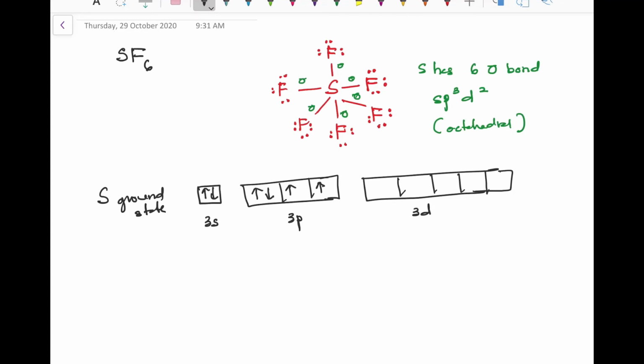If we look at the orbital diagram, sulfur at this time only has 2 available orbitals for overlapping. But based on the Lewis structure, we need 6. So how do we make it happen? One of the electrons from 3s will be excited to the empty d orbital, and another electron in 3p will be excited to another 3d orbital. So because of that, we will have the second one, which is the sulfur excited state.